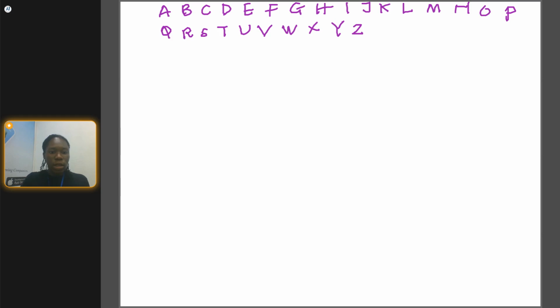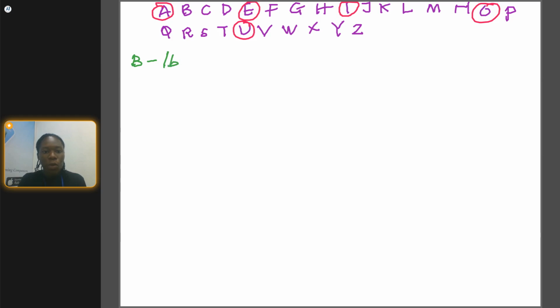And we mentioned that A, E, I, O, U are not part of the consonant sounds. Those are vowel letters. Now we are looking at the consonant letters and the sound that they produce. And the first one we are looking at is letter B. So letter B gives us the sound b.